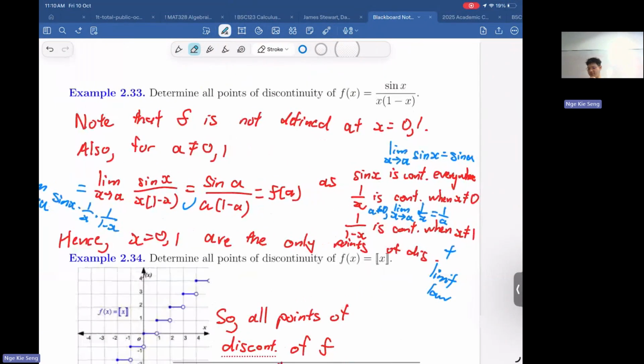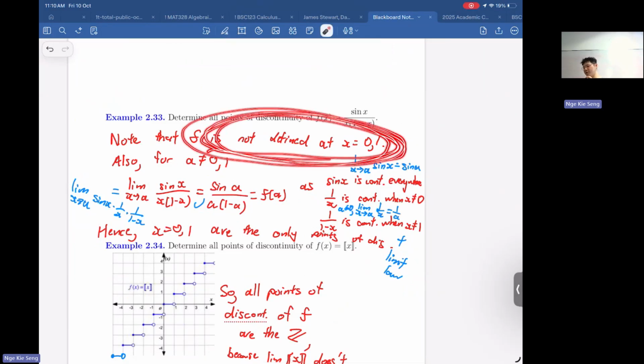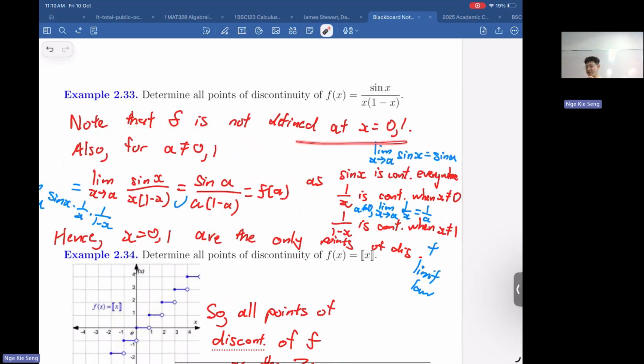I think your friend asked a very good question. Why, after I check that there are two discontinuity points here, do I still need to check that other places are continuous? What do you think? Is it enough to just say that these two points are discontinuous and that's it? How about 0.5 then? So you need to check whether it is continuous or not.